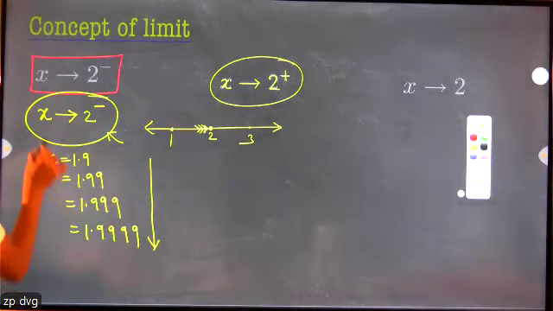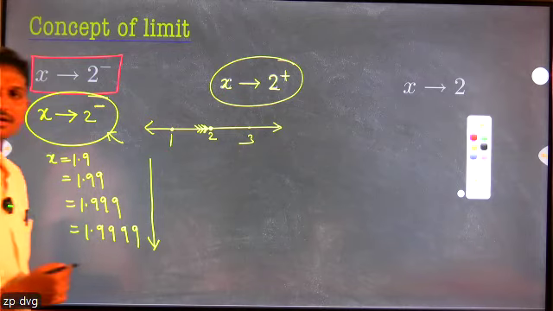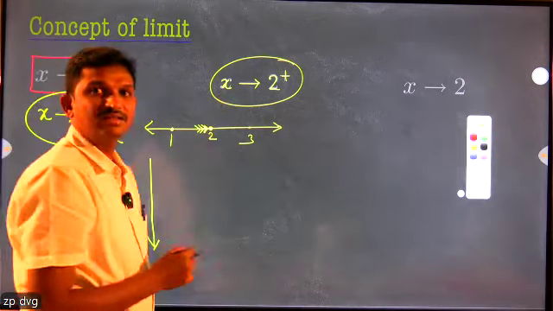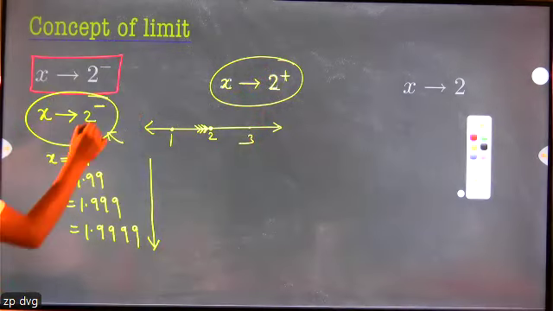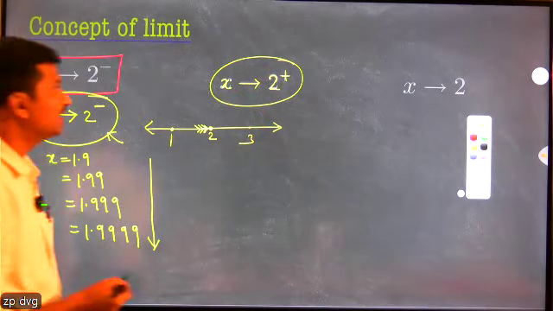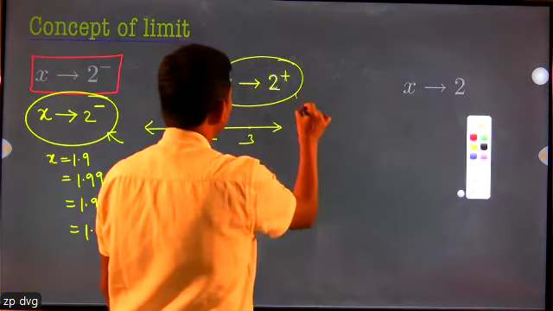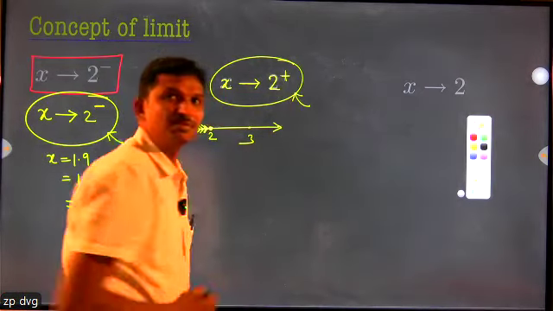What is this? X approaches 2 from the left. What is it? X approaches 2 from the right. In the same way, this is x approaches 2 from the left. Now, in the same way, x approaches 2 from the right. What does it mean?